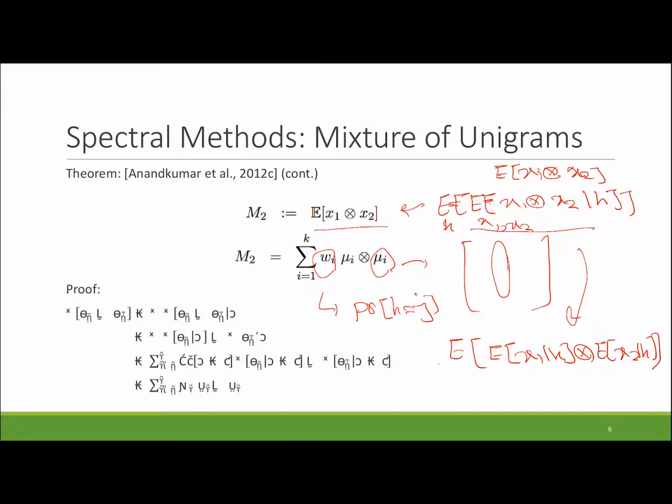And if we open this outer expected value, we are going to get the sum of probability of seeing h equals j times this expected value of x1 given h cross expected value of x2 given h, right? And so this is exactly the form that appears here. This expected value is nothing but mu j, and this probability is nothing but wj. So that's very interesting, right?